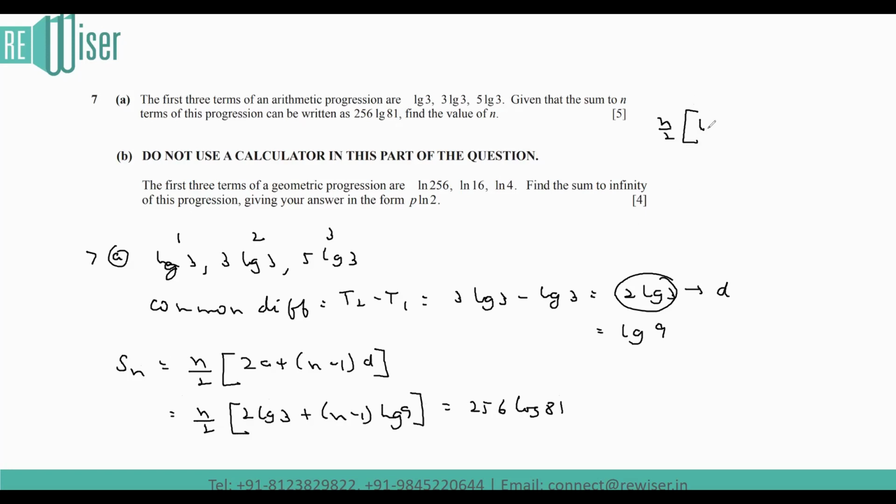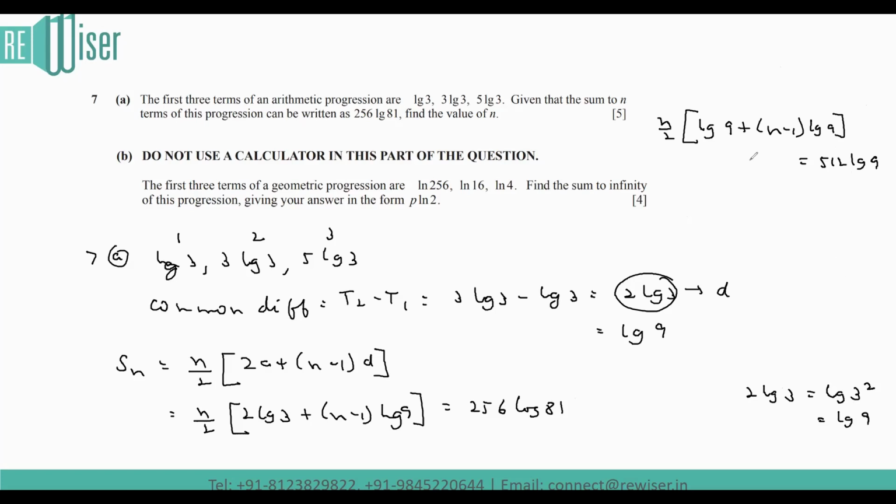So I can write this as n by 2 times 2 log 3, which can again be written as log 9, plus n minus 1 into log 9, and this part, 81 is written as 9 square, so that becomes 512 log 9. The basic property of log that we are using here is, for example, 2 log 3 can be written as log 3 square, and that's why we are writing it as log 9. Same property we have used in most of them.